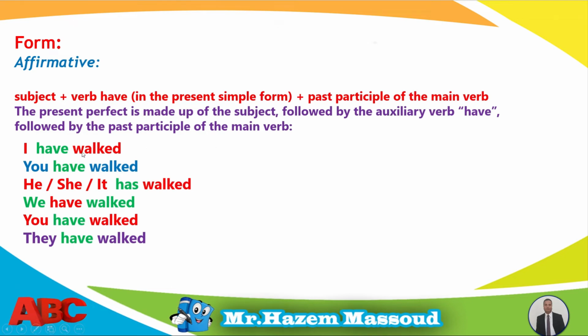I have walked, you have walked, he, she, it has walked, we have walked, you have walked, they have walked. So I use the verb have with the subject pronouns I, we, you, they. And I use has with the subject pronouns he, she, and it.